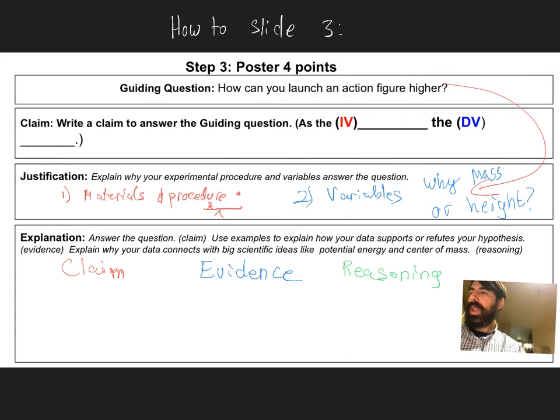And then your explanation. Restate your claim. That was right up here. Support your claim with evidence. You got that from your data table and your graph. And then use your research, your notes, and your reading in CK12 to give a reasoned explanation for why your evidence came out the way it does and why it supports your claim.